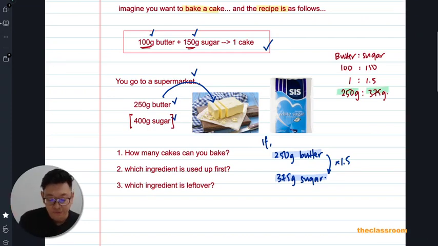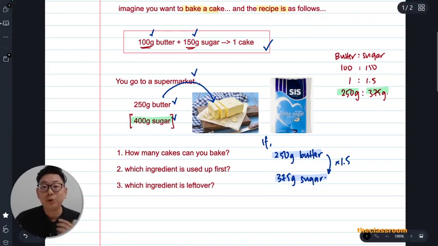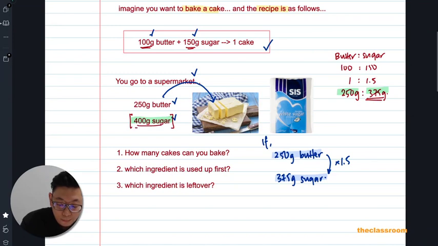Now you look at how much you have. You have 400. The packet came with 400 grams of sugar. Because you have 400 grams of sugar and we only need 375 grams, you went to buy 400 grams, it came as a packet, you can't cut it in NTUC and throw away, so you're going to have 25 grams of sugar left over. So what is used up first? Your butter is used up first, and your sugar, you're left with 25 grams.